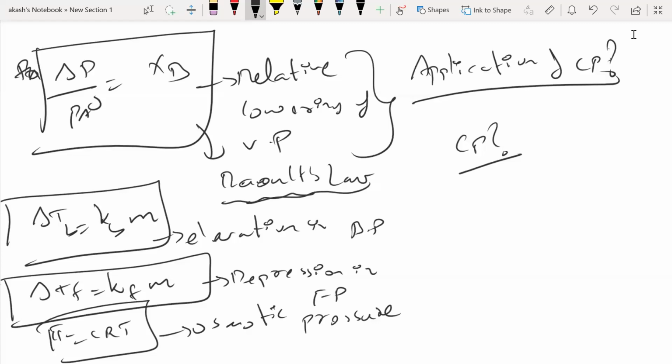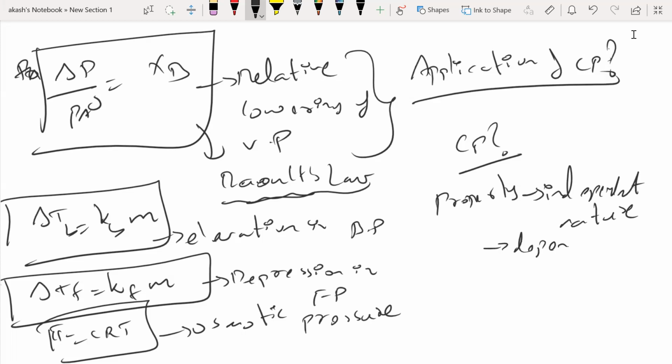So colligative property is a property which is independent of nature, right? But dependent only on the amount of substance present. These are the properties which depend only on the amount of substance present, and it is independent of the nature of the substance present. Basically, in layman's language, I don't care what is there. I really don't know what is there. All I care about is how much is there.